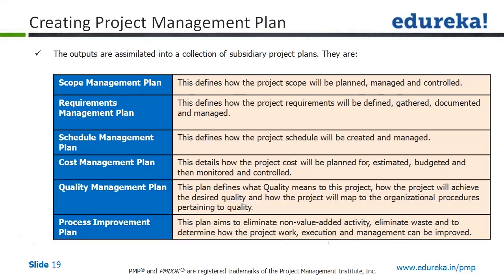Cost management plan means how the cost is going to be planned, estimated, budgeted, monitored, and controlled. Quality management plan tells you how you want to plan for quality, how various quality assurance comes into play, and what the control measures are from the quality perspective. This would also result in a process improvement plan. If the process is not delivering the quality benchmarked or the standards defined in the beginning, a process improvement plan comes into play for improving the quality.